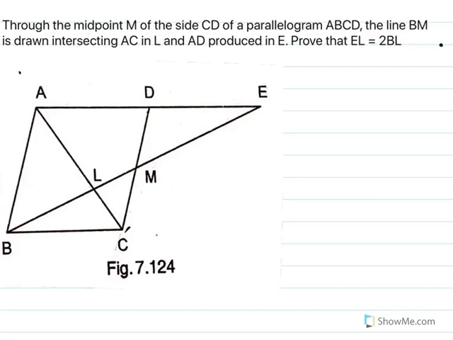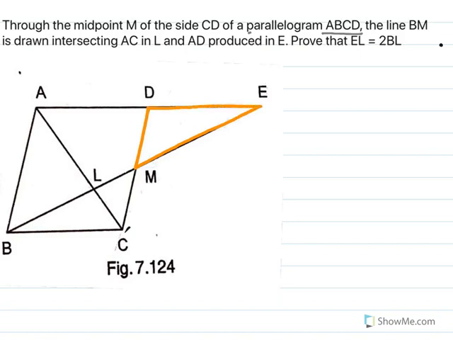Through the midpoint M of the side CD of a parallelogram ABCD, the line BM is drawn intersecting AC in L and AD produced in E. Prove that EL is equal to twice BL. In the first step, we are going to take two triangles and prove that they are congruent.